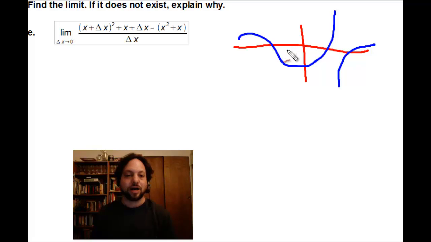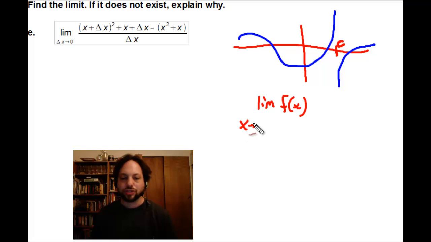If I'm doing a one-sided limit as x approaches c, which I'll call this c right here, the limit of this function as x approaches c from the left, and I say from the left by putting a little negative here.